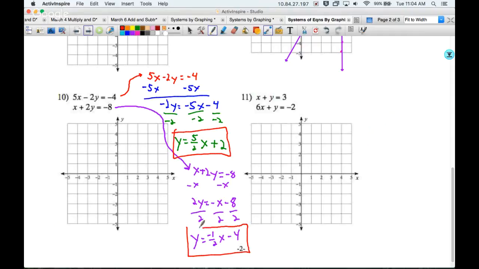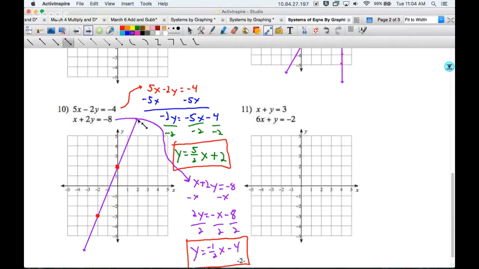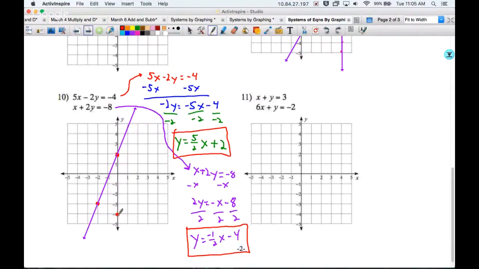I'll do that real quick, and then we'll be done. First one, y-intercept of 2, slope of 5 over 2. So I go up 5 over 2. Can't be done, so I could also go down 5, backwards 2 to get another point. Connect them up with a straight line. That's our first line. Next one, y-intercept of -4, right there.